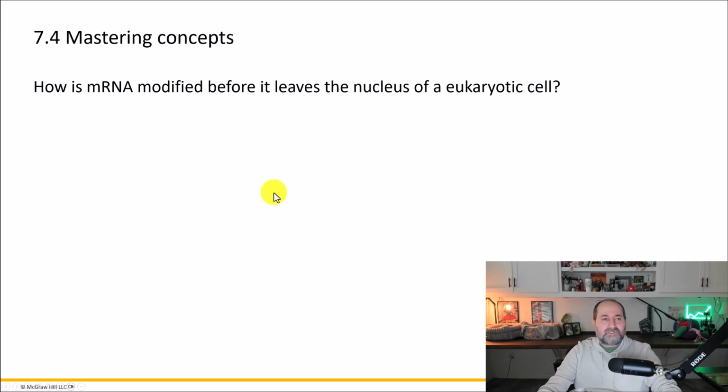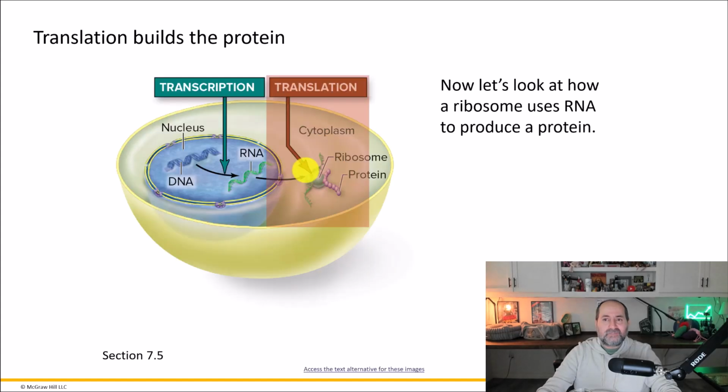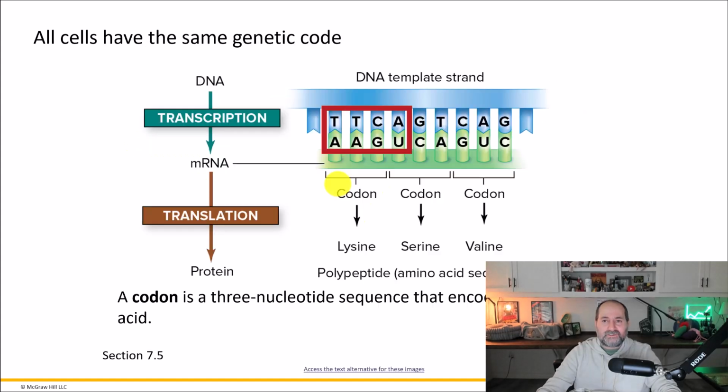And here's a mastering concept. How is mRNA modified before it leaves the nucleus? Remember, 3 ways, right? The 5' cap, the 3' poly A tail, and excision of the introns. You should remember that on the exam. And now you're ready for translation.